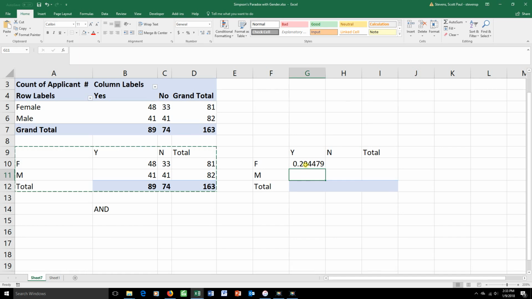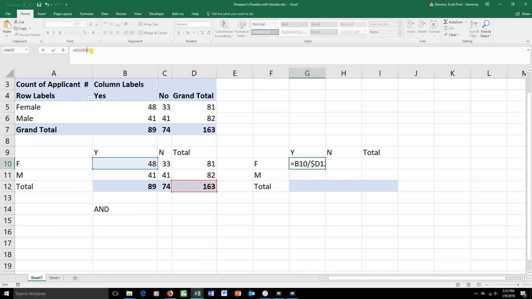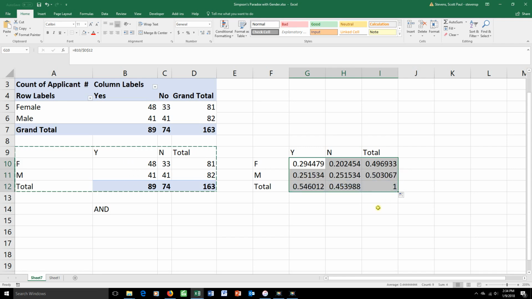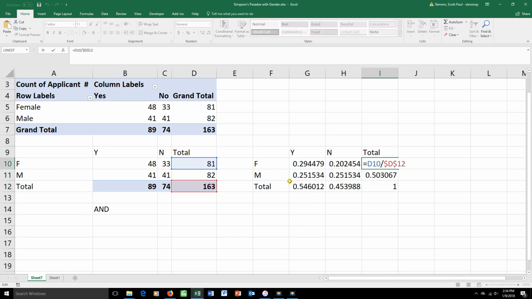I can save myself some typing and use this formula over and over by changing that D12 in the bottom to $D$12. That means when I copy this formula to new cells, the thing I'm dividing by, cell D12, shouldn't change. Every calculation will be dividing by 163. So when I drag it over all these cells, for example, this one is now that cell over 163.